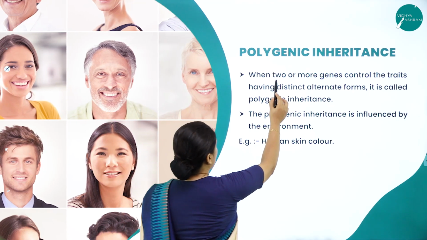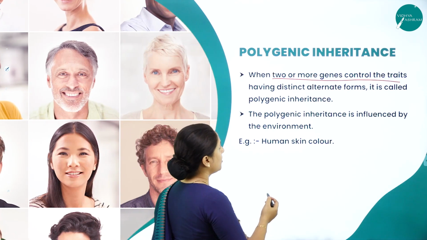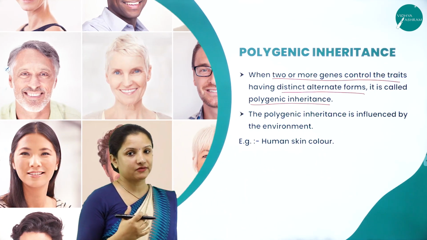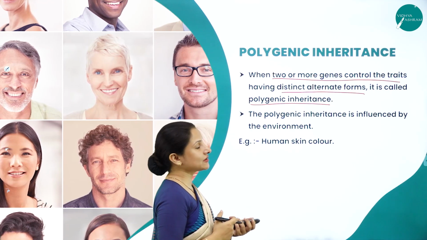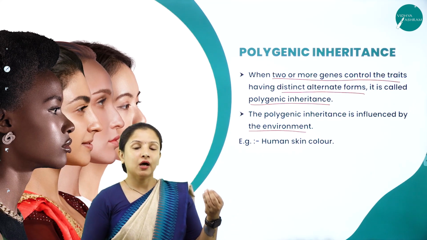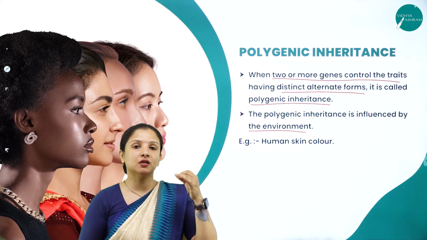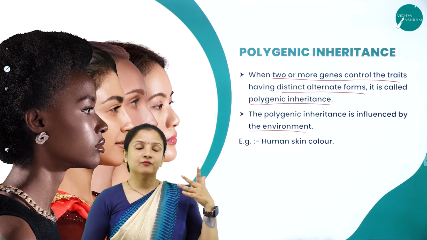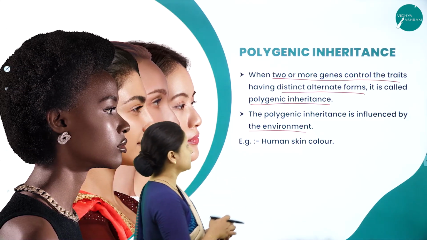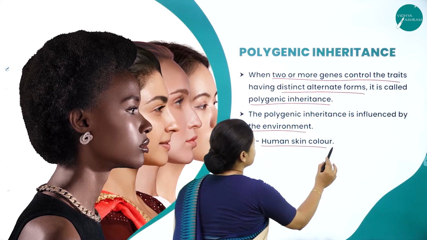That is when two or more genes control the traits or the character having distinct alternate forms, it is called as polygenic inheritance, meaning we inherit multiple genes from our parents. And the polygenic inheritance is also influenced by the environment. So that is a skin color. So our environment, the where we are staying also determines the skin color, because sometimes when we are exposed to too much of sun, melanin production is more. Very less sun, melanin production can be less. So all that can happen. So the best example that we can take is for polygenic inheritance is human skin color.